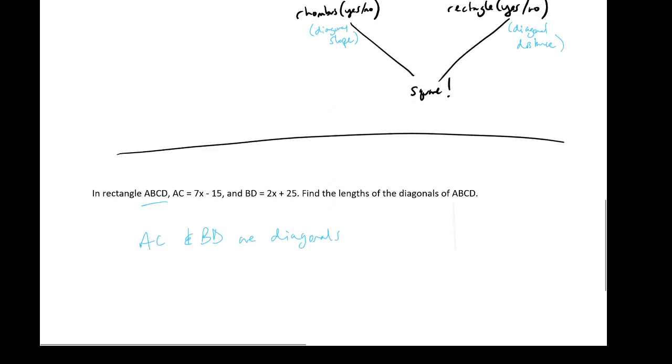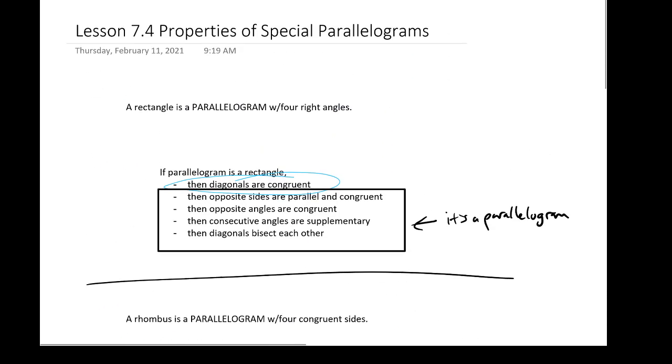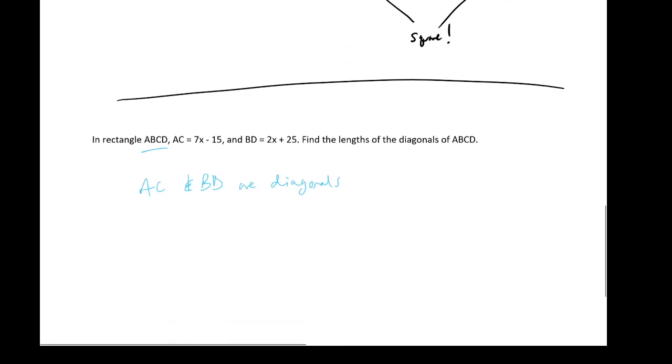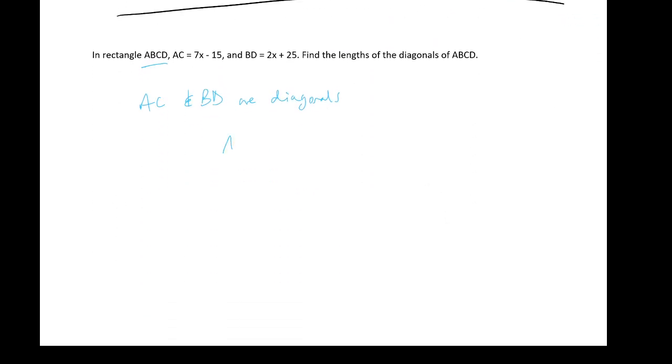Look, go back here. If they call it A, B, C, D, it means that AC and BD are your diagonals. You just skip. They're non-adjacent. All right? So if that's the case, we'll think about rectangle. For a rectangle, the diagonals are congruent, okay? So it means that AC is going to be equal to BD. So 7x minus 15 is equal to 2x plus 25, okay?